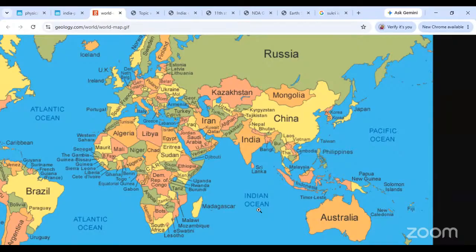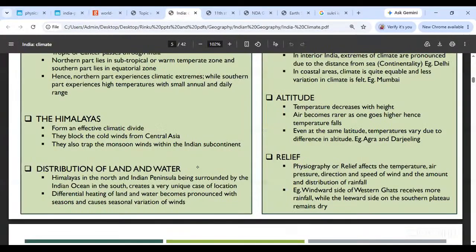Okay, is this understood? So this creates that seasonal variation and differential pressure and differential heating, and because of that the winds will blow in either direction. The wind will always blow from a high pressure region to a low pressure region, okay. So in summers the winds blow from the Indian Ocean towards the landmass, and in winters the winds blow from the landmass towards the sea, okay. That's the general idea.